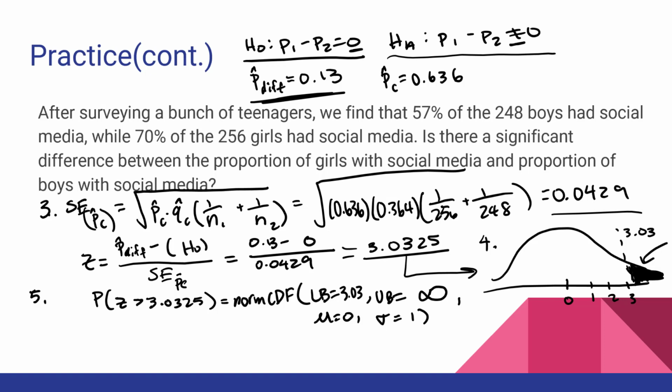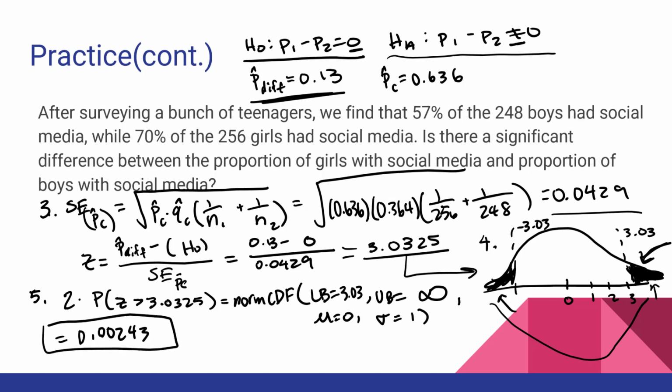So not only do we need to look at this area, we also need to look at the area from negative 3.03 to negative infinity. We don't have to draw that on our normal model, but I'm just putting it there for visual reference. So what we need to find is not just this area, but also this area plus our lower area here. Thankfully, these two are equal, so we can just put a 2 times here. So 2 times this area is equal to our upper area plus our lower area. And that is equal to 0.00243. And that is our p-value.